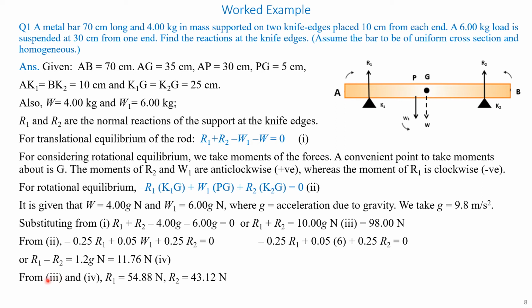Therefore, from equations 3 and 4, we can solve for R1 and R2. We get R1 equal to 54.88 newtons and R2 equal to 43.12 newtons. Hence the answer: the reactions of the supports are about 55 newtons at K1 and 43 newtons at K2. This is the answer.